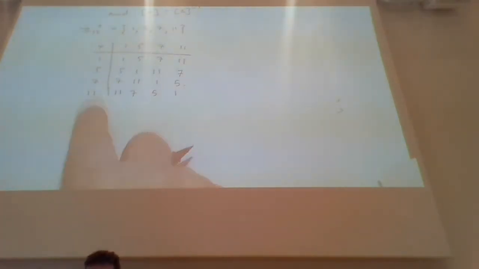Okay, we don't have to multiply 11 by 11 because we can recognize that 11 is congruent to minus 1. So 11 squared is going to be congruent to minus 1 squared, which we know to be 1. Okay. So that's what the group is. That's what the Cayley table of this group is.